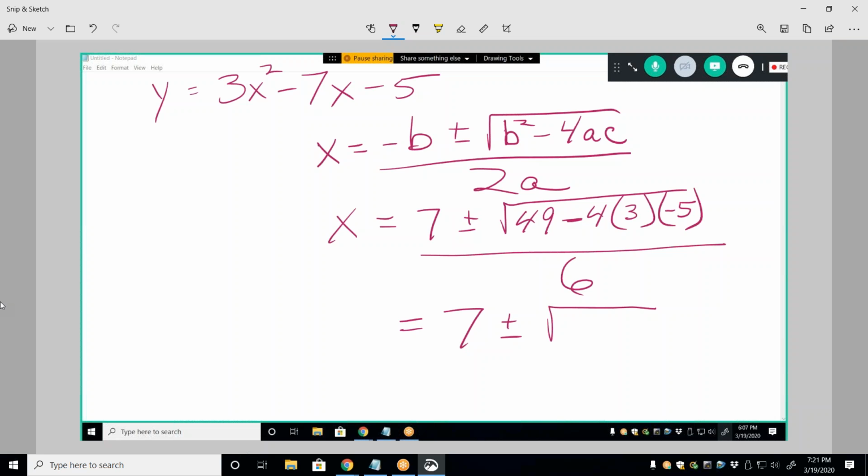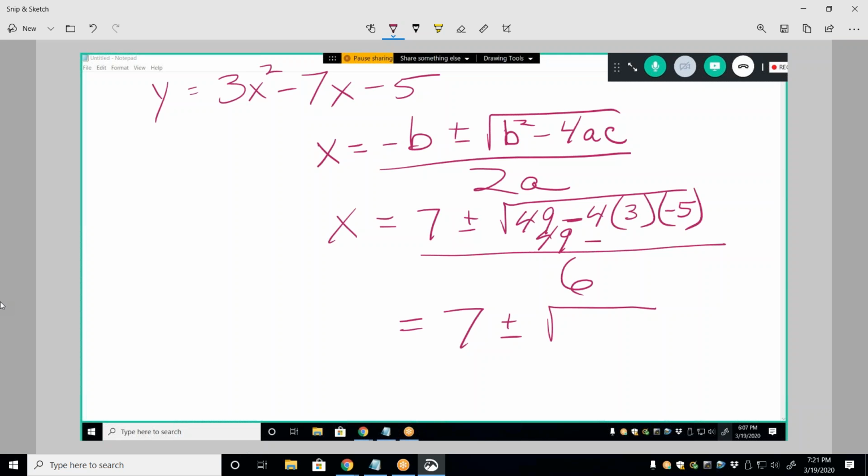So it's plus 7, so it's 60. Okay, or 49 minus 60. Okay, it's minus 60. So what does that make? Total number inside the radical. 11. It's 49 minus a minus 60.